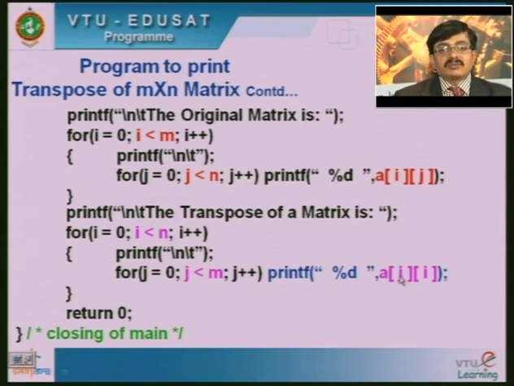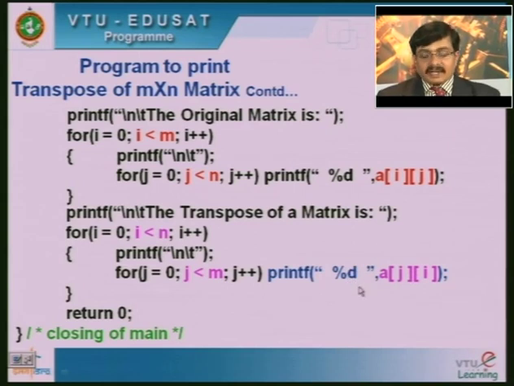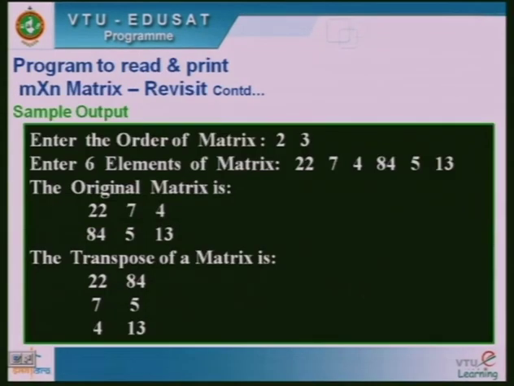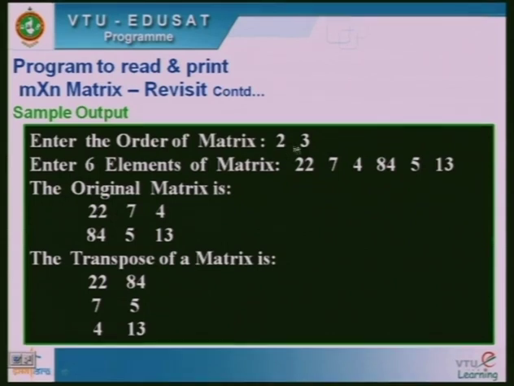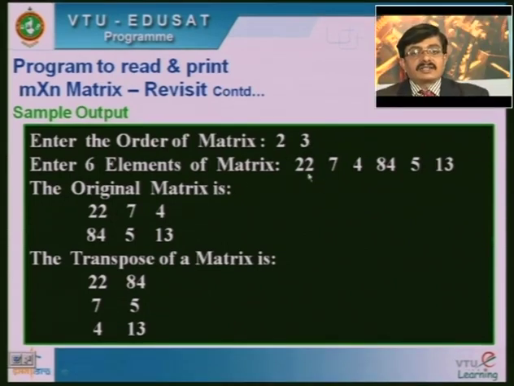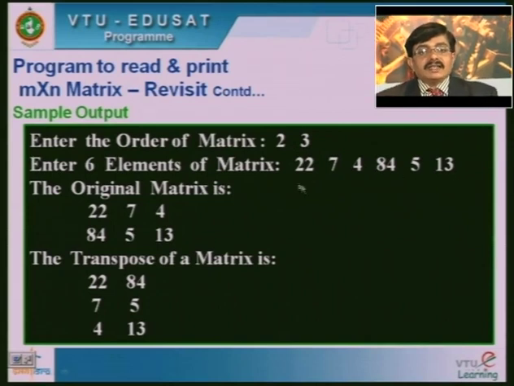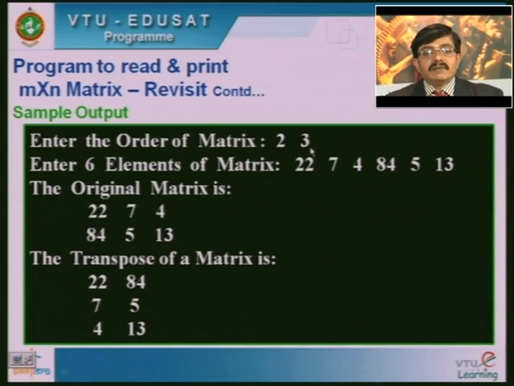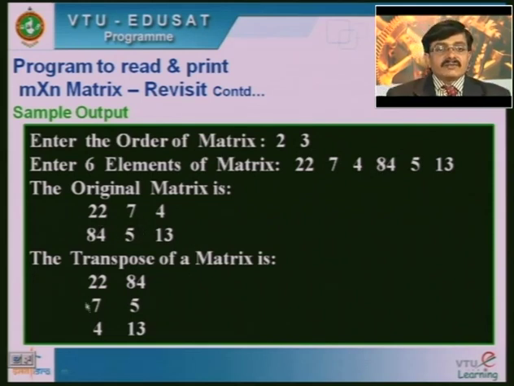So this is the change we are supposed to make when printing the transpose of the matrix. When this program is executed, if we take the order of the matrix as 2 and 3 and the 6 elements as 22, 7, 4, 84, 5 and 13, then since we have 2 rows, each with 3 elements, 22, 7, 4 will be the first row and 84, 5, 13 will be the second row. When I get the transpose, 22, 7, 4 will come in the first column and 84, 5, 13 in the second column. This is the first column, this is the second column. We can see the rows are converted into columns and the columns into rows. This is how the transpose of a matrix is printed.